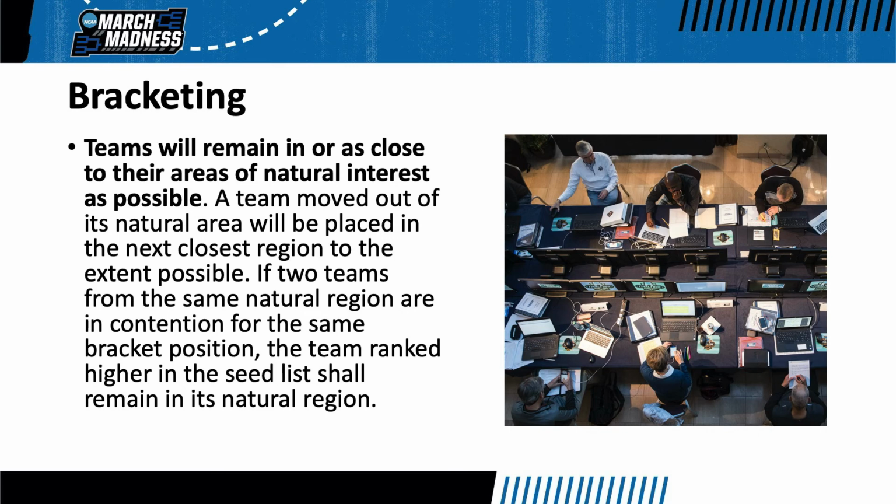Teams will remain in or as close to their areas of natural interest as possible, as determined by mileage from campus to the venue. A team moved out of its natural area will be placed in the next closest region to the extent possible. If 2 teams from the same natural region are in contention for the same bracket position, the team ranked higher in the seed list shall remain in its natural region.